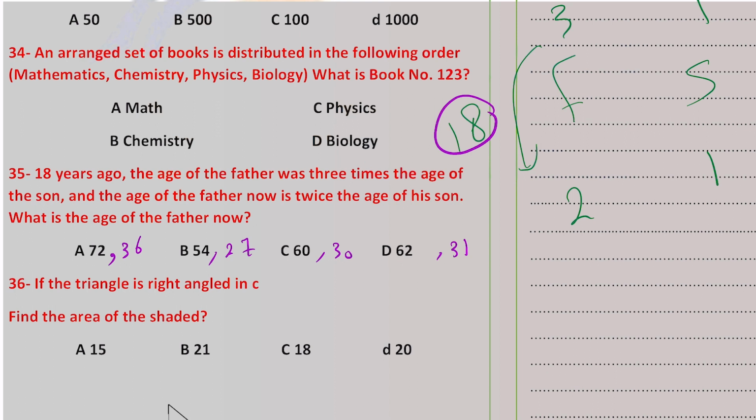72 minus 18 is 54. 36 minus 18 will be 18. 54 is 3 times 18. Yes. So I will choose the first one.